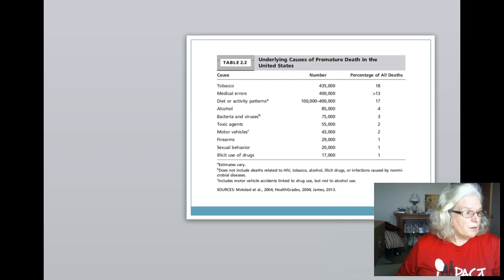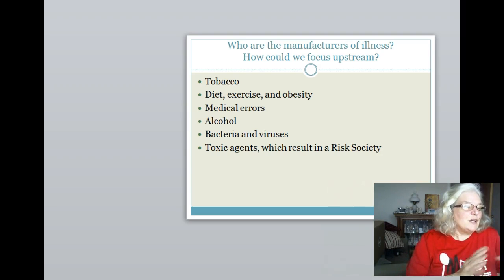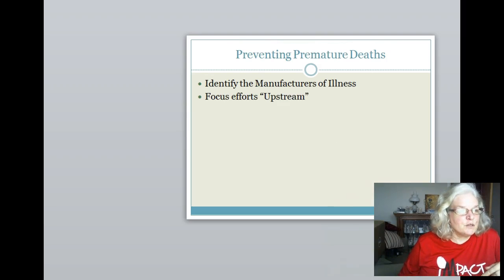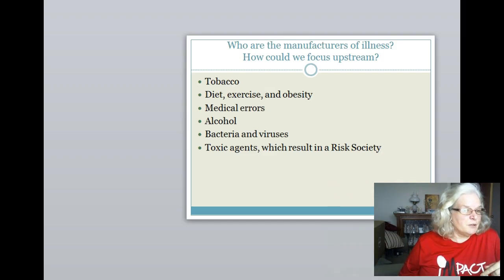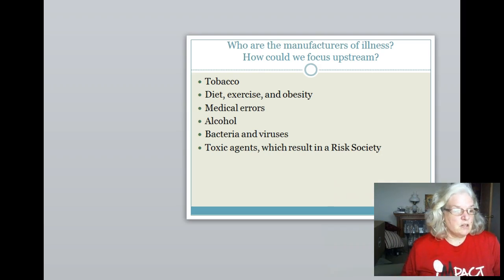So as we explore them, who are the manufacturers of this that we look at upstream? Now, I was very limited when I explained, back on this slide, to identify the manufacturers of illness and focus the efforts upstream. So what are we focusing on? And how are we going to change the behaviors? You're going to notice that your discussion question this week brings us, you actually have two separate discussion questions, but one of them asks how do we change the behavior of humans in the United States? How do we change those things?